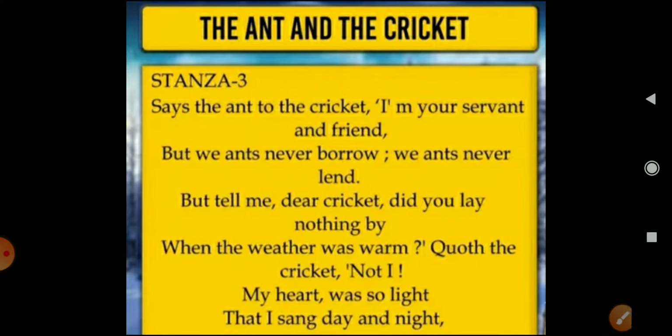Now in the third stanza, first we'll read that. Says the ant to the cricket, I am your servant and friend, but we ants never borrow, we ants never lend.